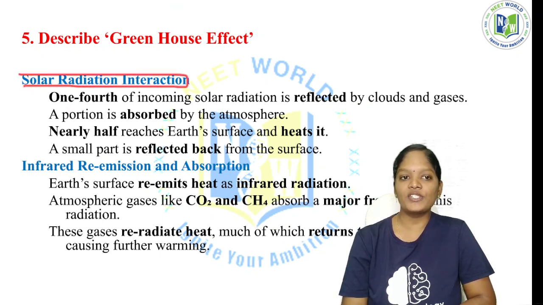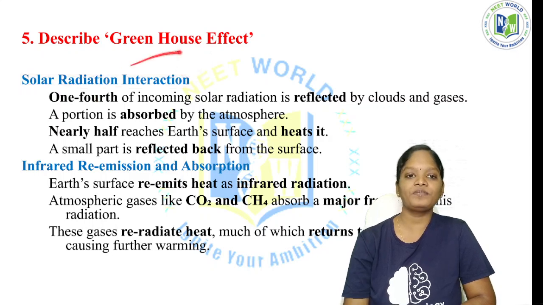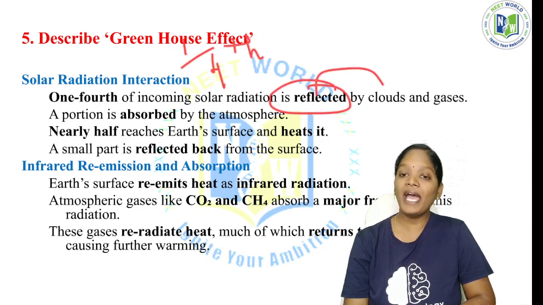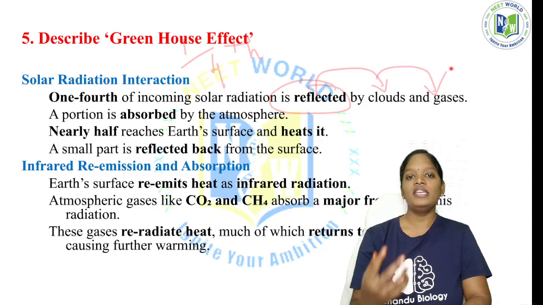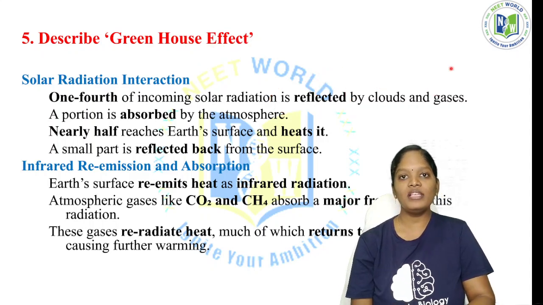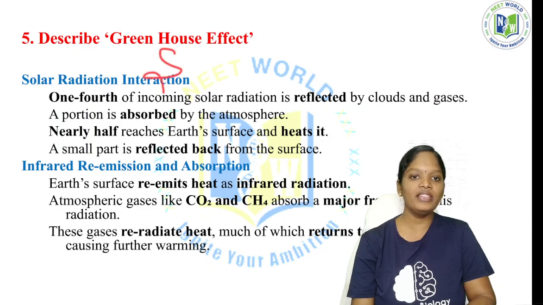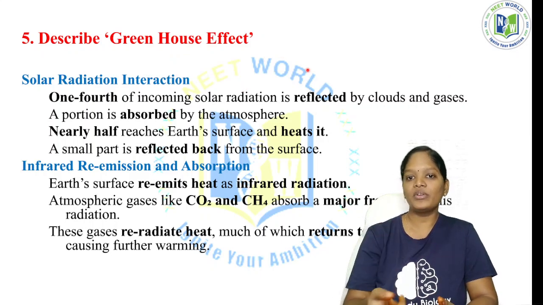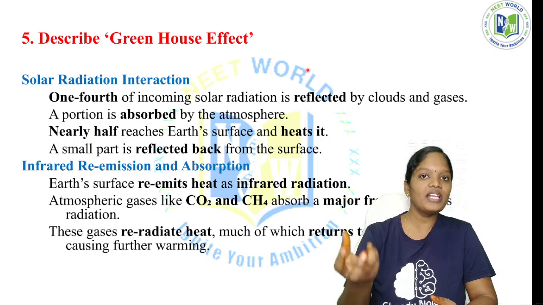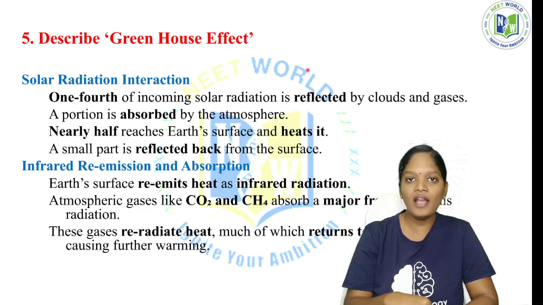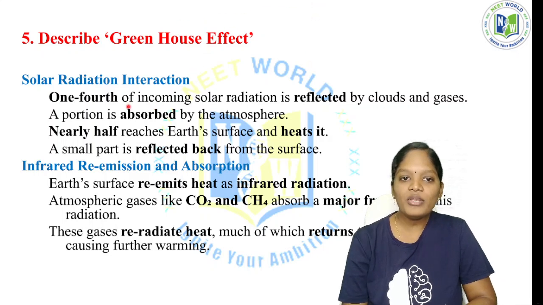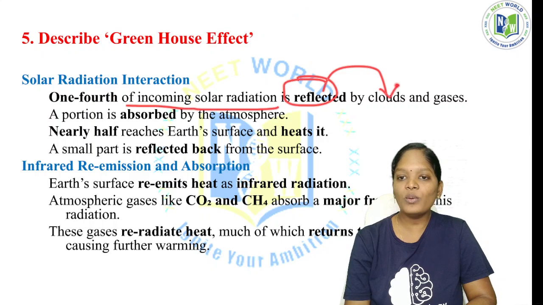Now, solar radiation interaction, which means the radiation from the sun to the Earth. One quarter of the incoming solar radiation is reflected back by the clouds as well as the gases. Absorption is also taking place. The sun is giving its rays to the Earth. Some of the rays are getting reflected, some of the rays are getting absorbed. All these things are happening here. One quarter of the incoming solar radiation will be reflected by the clouds and the gases.